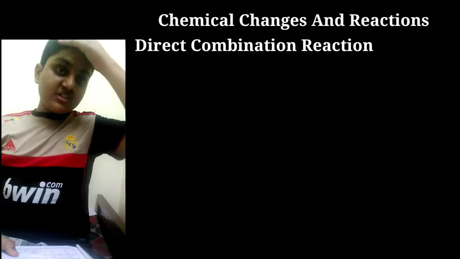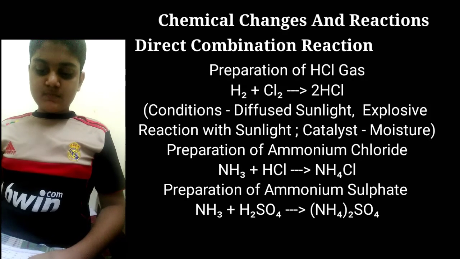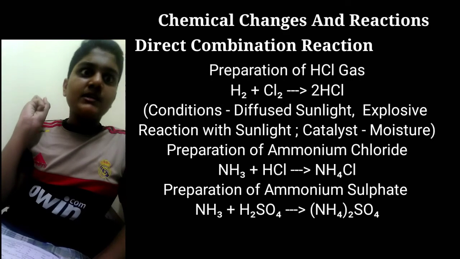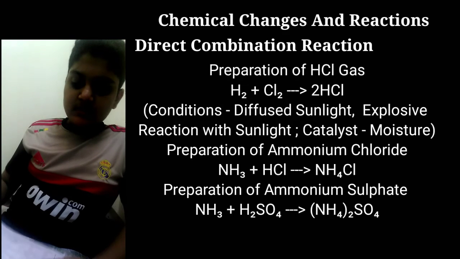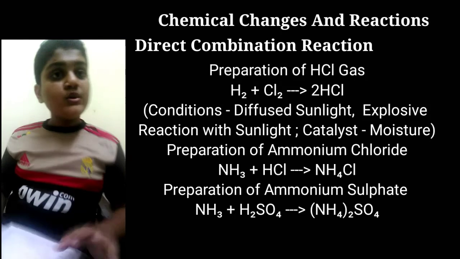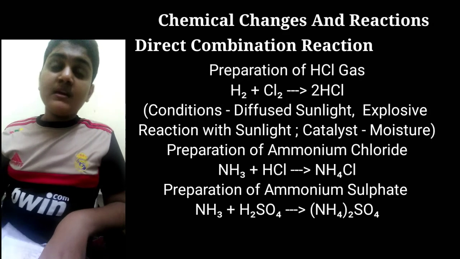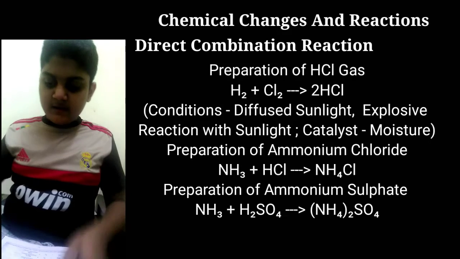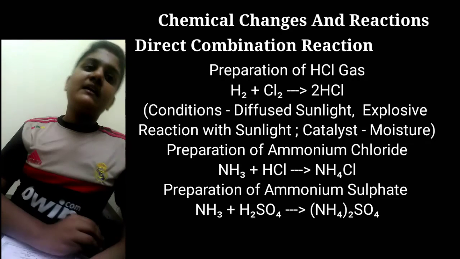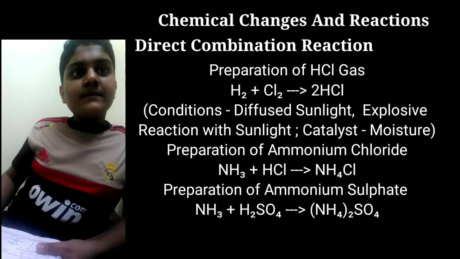So, how will you prepare hydrogen chloride gas? H2 plus Cl2 gives 2HCl. The condition is diffused sunlight. You must need diffused sunlight, because the reaction is explosive in direct sunlight. What is the catalyst over here? The catalyst is moisture. In ammonia, the catalyst is finely divided iron. Here in preparation of HCl, we need diffused sunlight and moisture as catalyst. H2 plus Cl2 gives 2HCl.